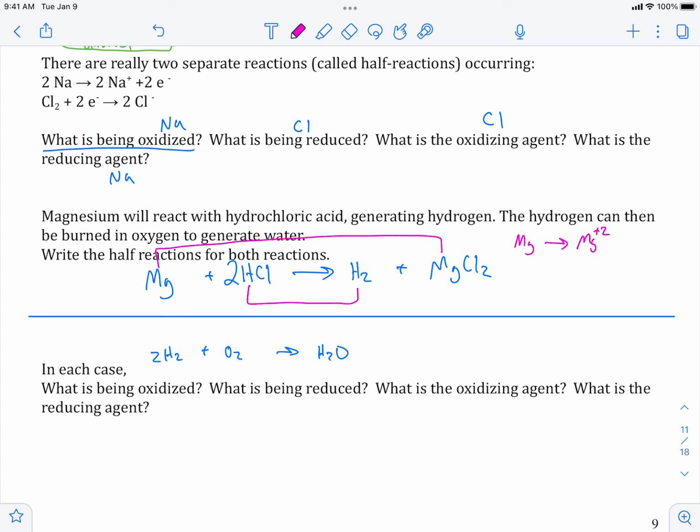Now, all equations must be balanced, including the charge. So in this simple equation right here, if the charge on the left is neutral and the charge on the right is positive 2, we've got to balance it by adding 2 electrons to this side. Okay, let's do the other one.